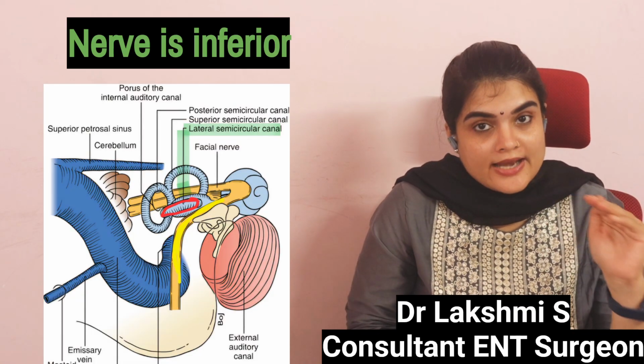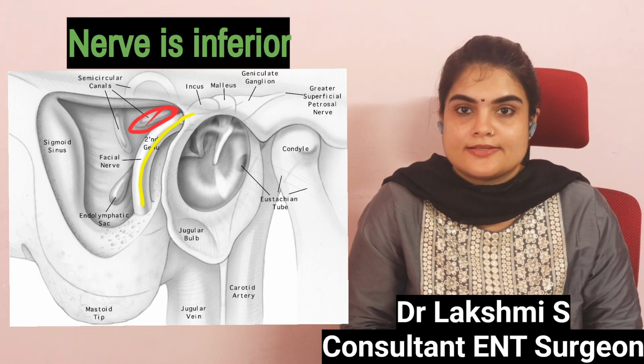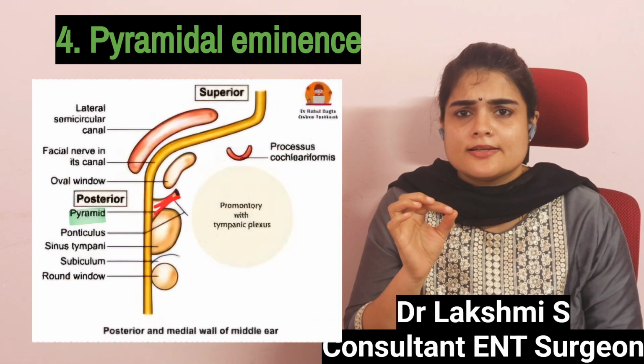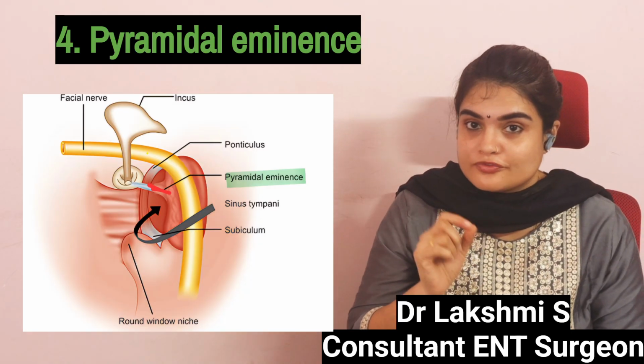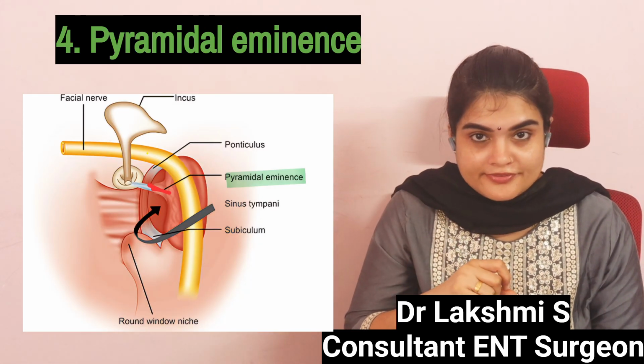It runs infralaterally to the lateral semicircular canal and continues as the vertical segment. Next landmark is the pyramidal eminence. The pyramidal eminence gives attachment to the stapedius muscle. It is present in the posterior wall of the middle ear. And pyramidal eminence marks the second genu of the facial nerve.